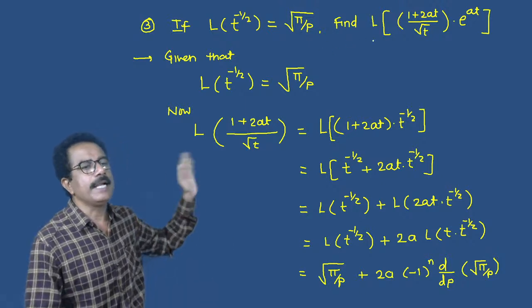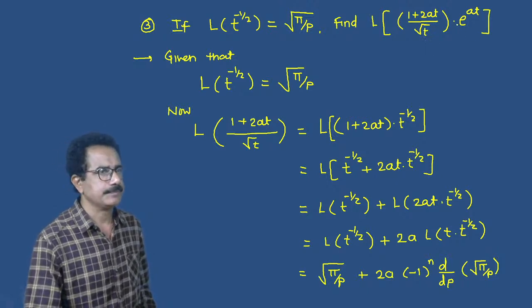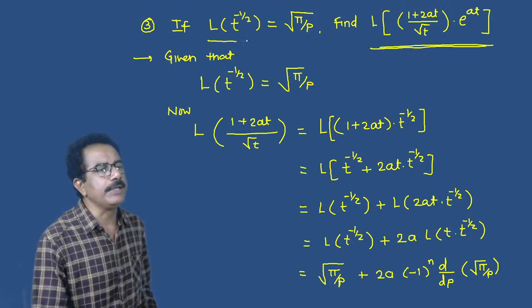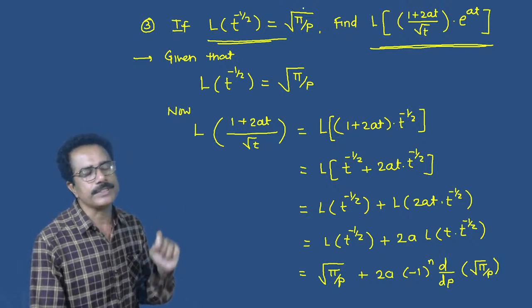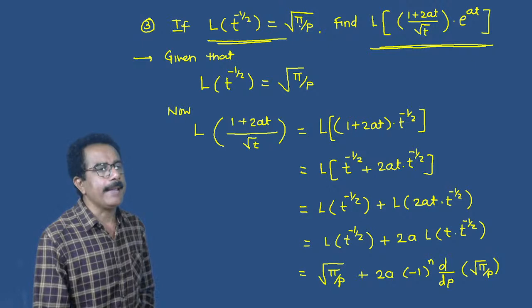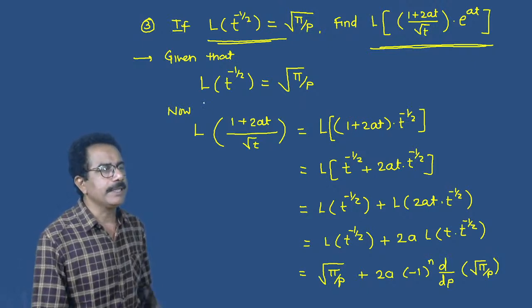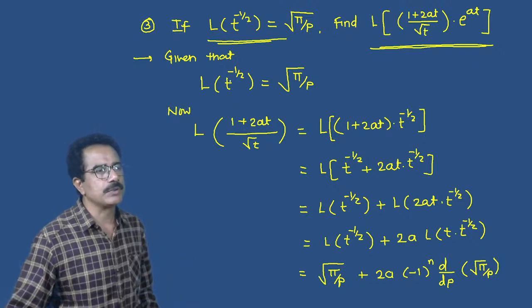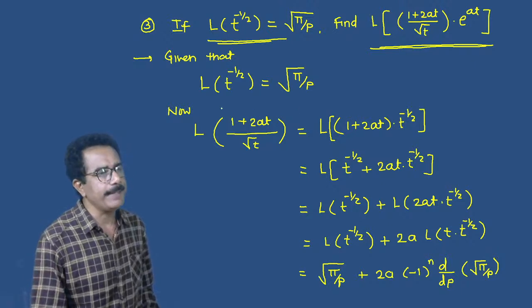Now find Laplace transformation of 1 plus 2at divided by root t into e raised to at. We have to find out Laplace transformation of this by using the given condition. Laplace transformation of t raised to minus 1 by 2 is equal to root of pi by p. Okay, now see here, given that Laplace transformation of t raised to minus 1 by 2 is equal to root of pi divided by p.